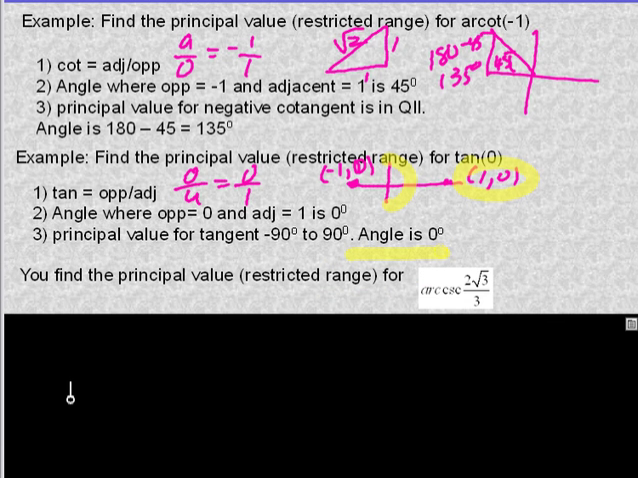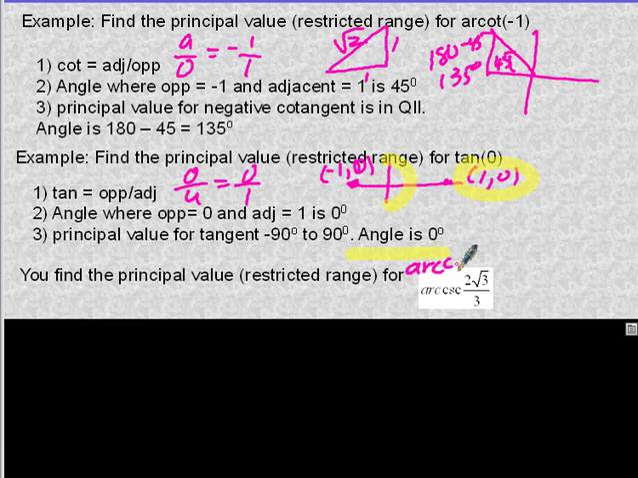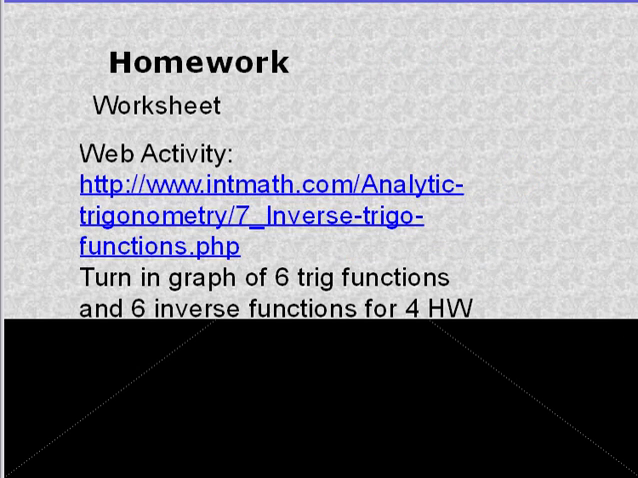All right, I would like you to find the principal value for this. And you should make sure you can do it. It's a little hard to see. It's arc cosecant, in case you can't read that. Cosecant of 2 square root of 3 over 3. You should check your answer in class. And other than that, you will be doing the worksheet and bring any questions to class with you.